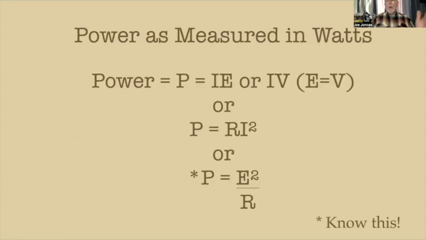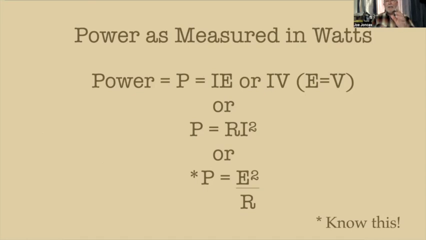How to measure watts. Power, the measurement for power, is watts. It's either the current times electromotive force, which is measured in volts. Current times volts is equal to the power. And then there's power equals R I squared. And we know when we square something, we're just multiplying I times itself.